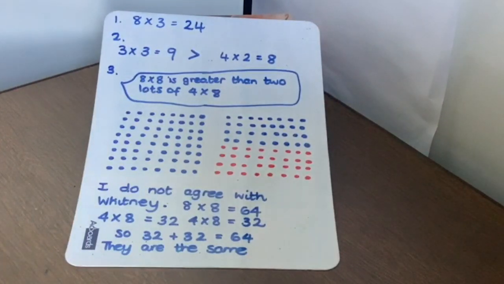Okay, let's go through the fluency, reasoning and problem solving questions from yesterday. So the first question was 8 multiplied by 3. Now you could have used your skip counting method or your dot paper method. Whichever method you used, you should have got the answer 24.